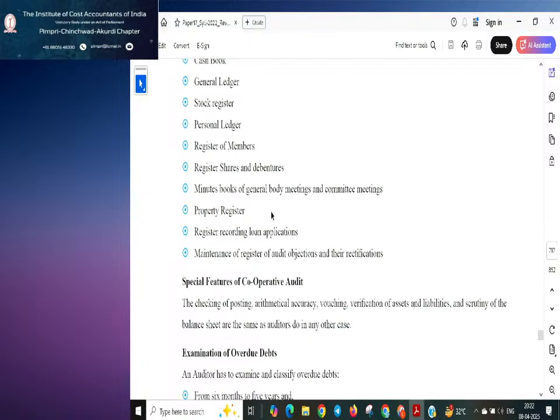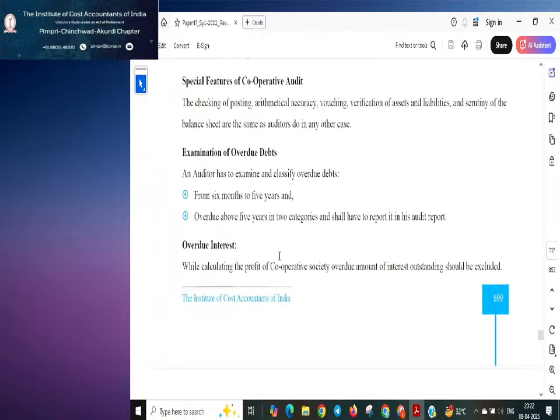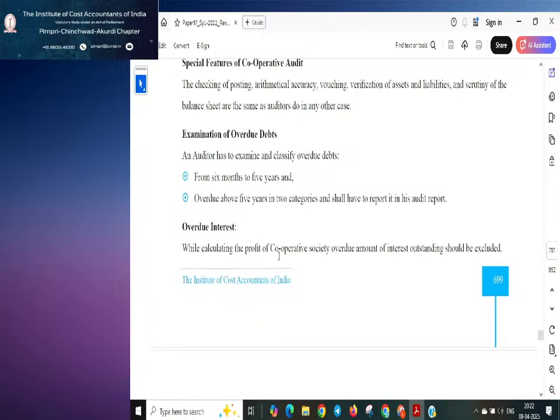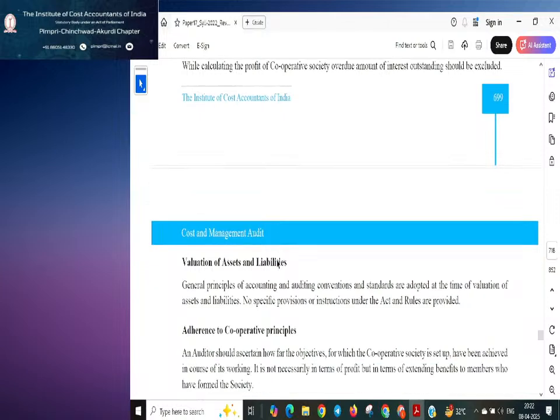Special features of cooperative audit. The checking of posting, arithmetical accuracy, vouching, verification of assets and liabilities, and scrutiny of balance sheet are the same as auditors do in any other case. But what is special? One is examination of overdue debts, that is 6 months to 5 years and above 5 years separately, and he shall have a report on it. And overdue interest should be excluded and not accrued for valuation of assets and liabilities. General principles of accounting need to be followed for valuation of assets and liabilities.